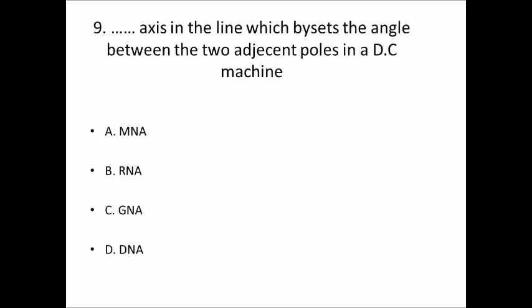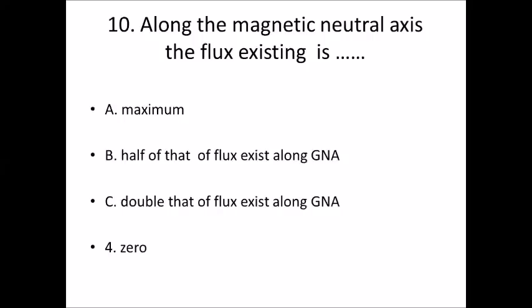Ninth bit. Dash axis is the line which bisects the angle between the two adjacent poles in a DC machine. Option A, MNA. Option B, RNA. Option C, GNA. Option D, DNA. Answer guess cheyandi. Answer వచ్చేసి option C, GNA.